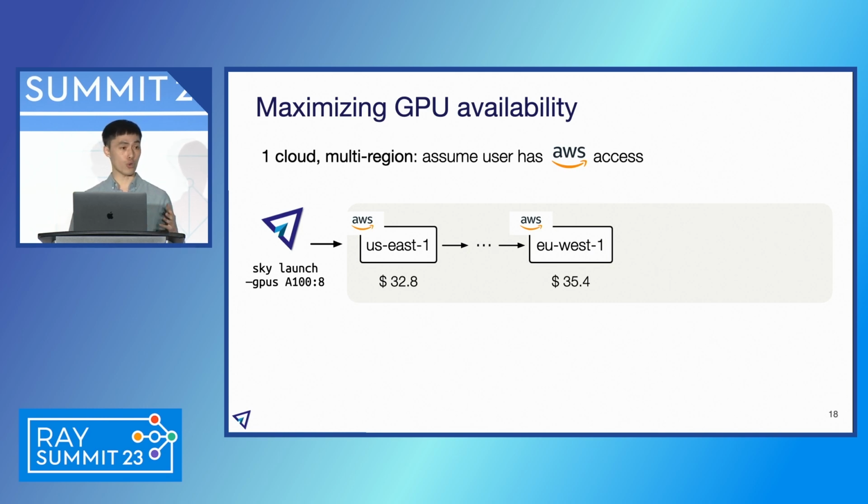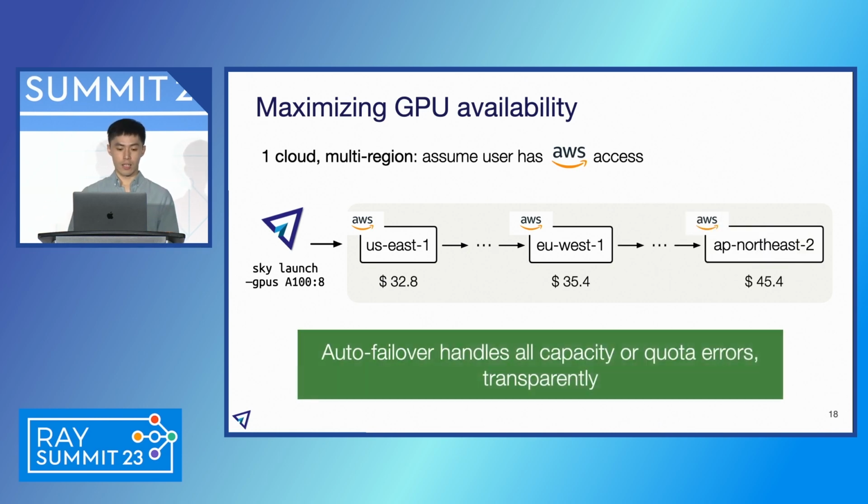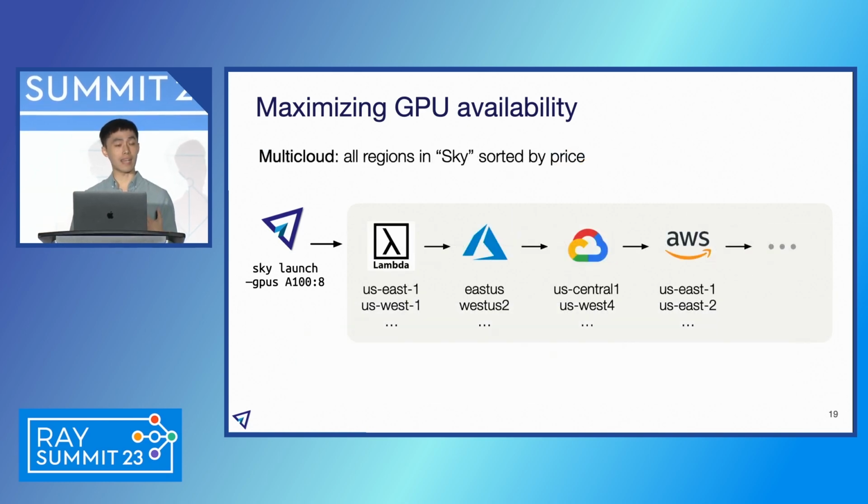Auto failover will try to re-optimize to get the next cheapest region, and so on and so forth. So we see that this auto failover mechanism really transparently handles all of the capacity or quota errors on behalf of the user. Now, let's say our organization has access to multiple clouds. Well, the same mechanism actually becomes more powerful, and the same mechanism applies.